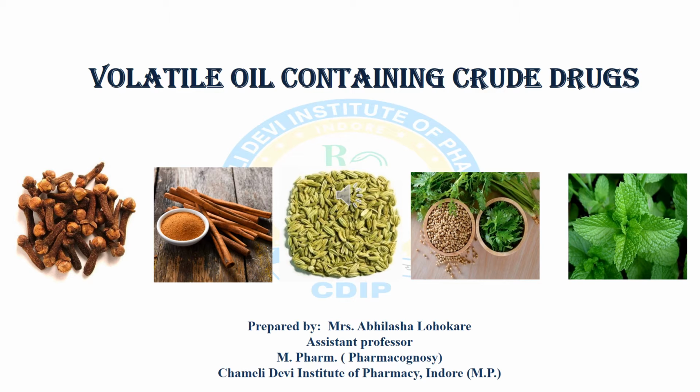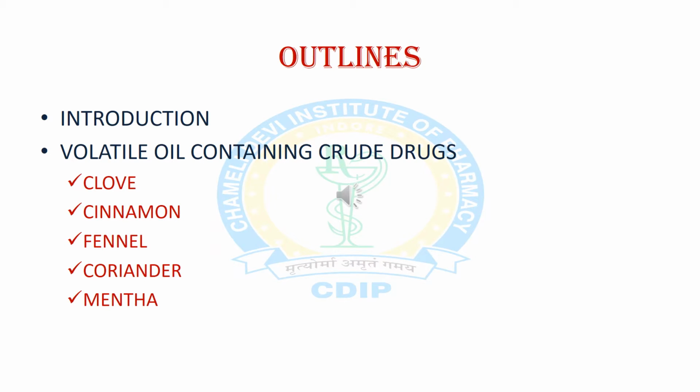Today we will discuss volatile oil containing crude drugs. Next slide covers the outline for this topic. First of all we will discuss the introduction of volatile oils, and after that we will discuss various crude drugs which contain volatile oils, like clove, cinnamon, fennel, coriander and menthol.